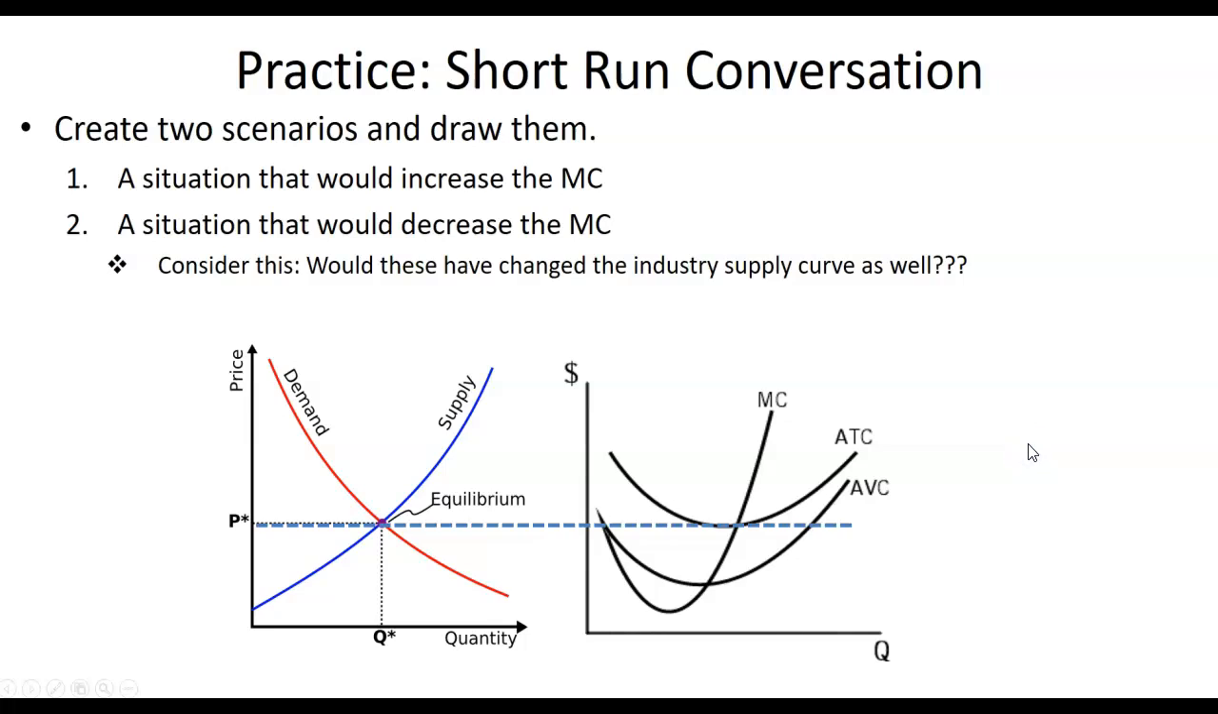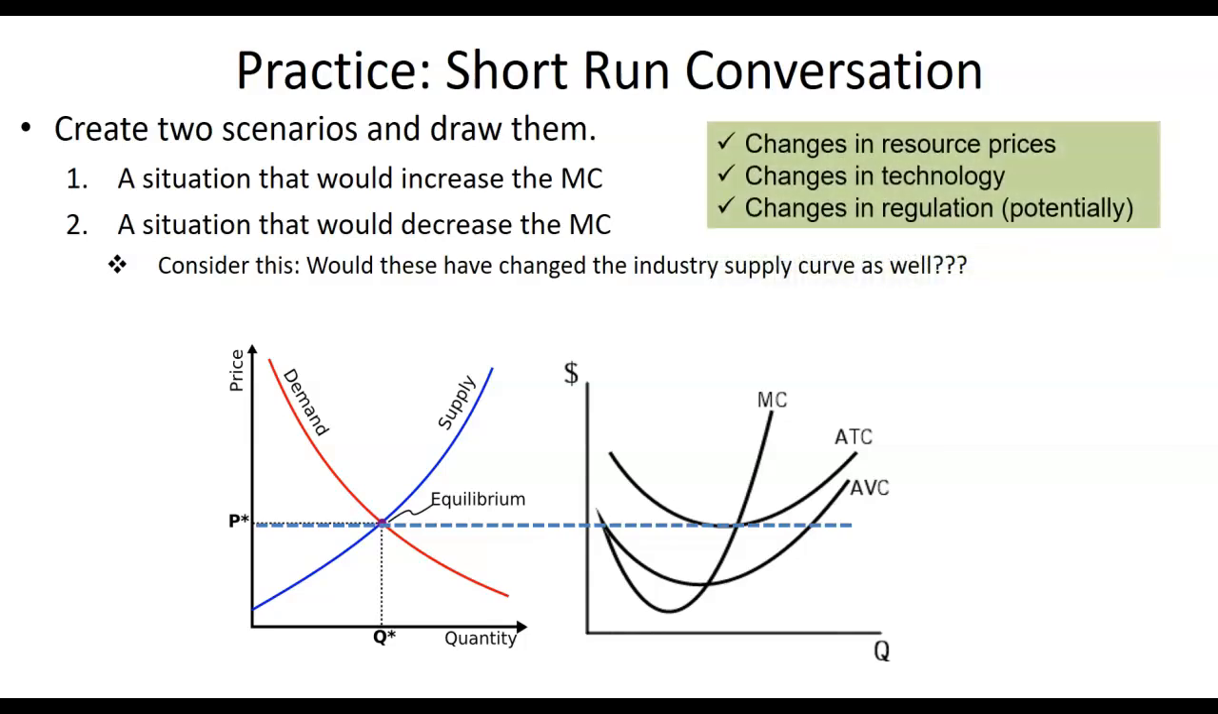So you can definitely practice some things that would go into this. Create two scenarios and draw them: a situation that would increase the marginal cost, and a situation that would decrease the marginal cost. Just see if you can come up with something. Quickly pause the video and see how you're doing. What you should have come up with is changes in a resource price, changes in technology, changes in regulation, potentially. That could definitely work. All these things are going to change the ability to produce goods.